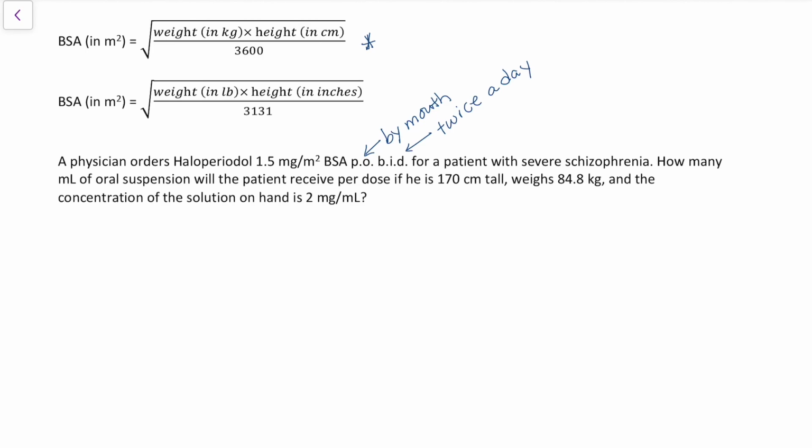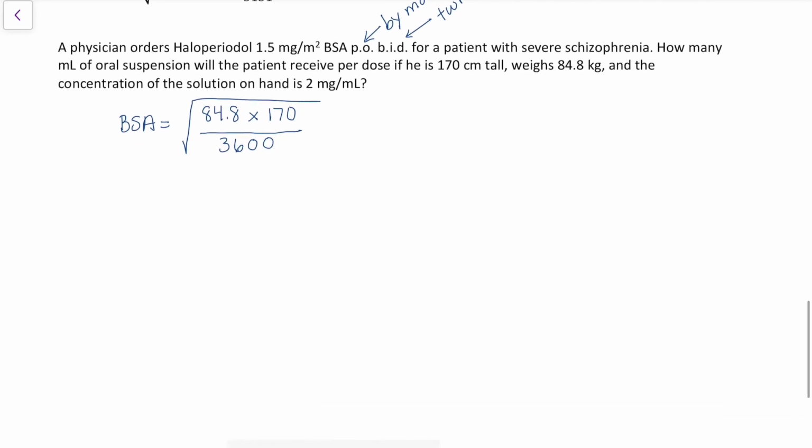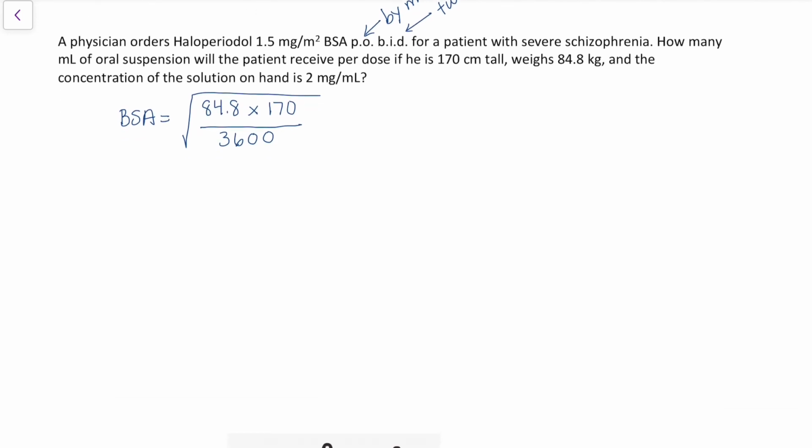So I'm going to use this first formula here, which uses centimeters and kilograms. Their body surface area equals the square root of the weight in kilograms, 84.8, times the height, 170, over 3600. Now I'm going to use my order of operations to solve. We can think of the square root almost like a bracket. We need to solve under the square root first before we actually square root our answer.